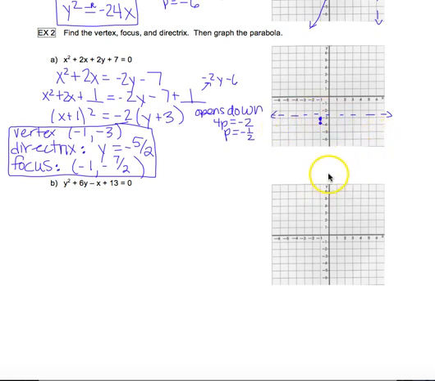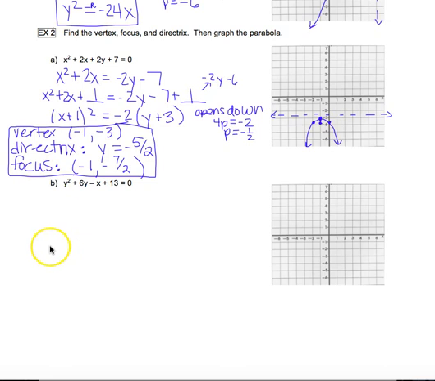Now, here is where we do have room and we need to use this 4p. So at the focus, at this half unit point, my parabola needs to be 2 units wide because the absolute value of negative 2 is 2. If it's 2 units wide total, that means 1 unit on the left side, 1 unit on the right side. So I go 1 unit in either direction from that focus, and those are points that I'm going to actually connect. That makes sure that the parabola that I'm drawing has the correct width.